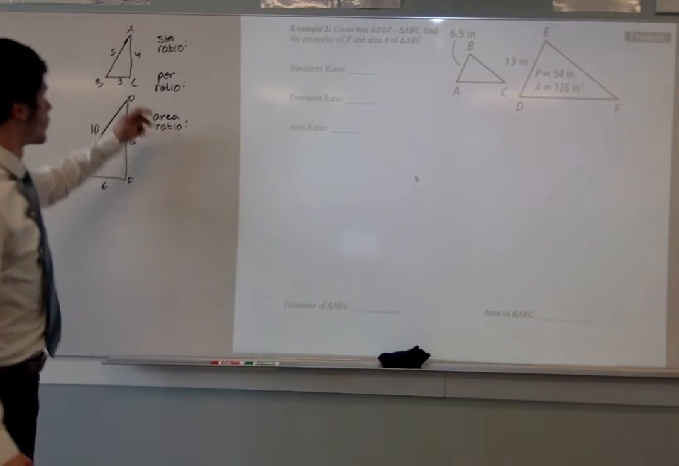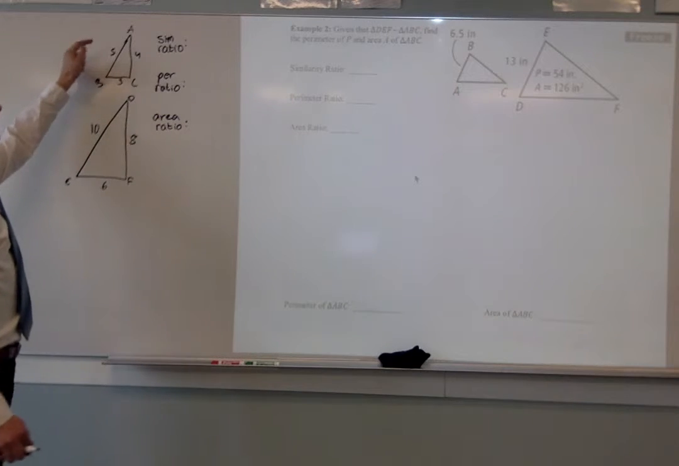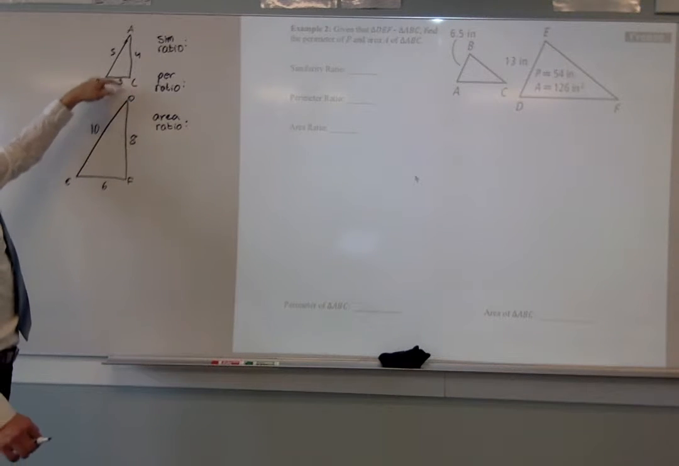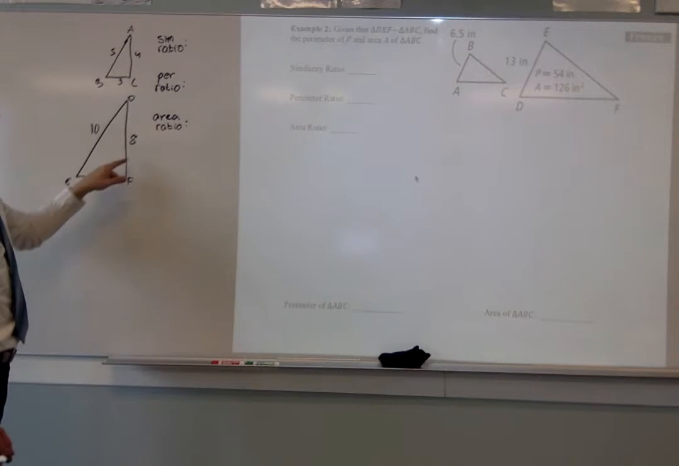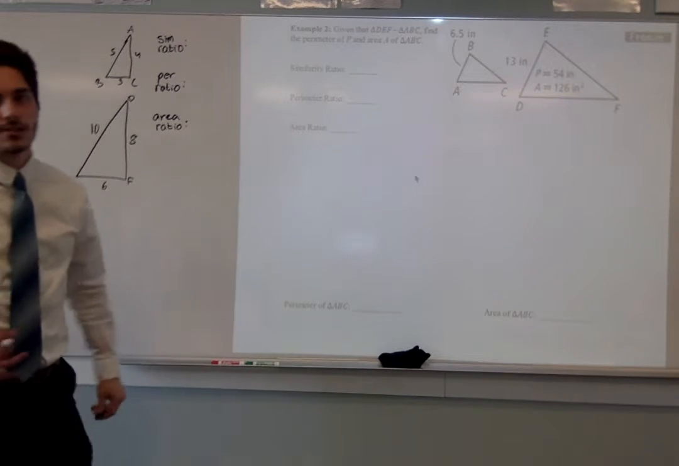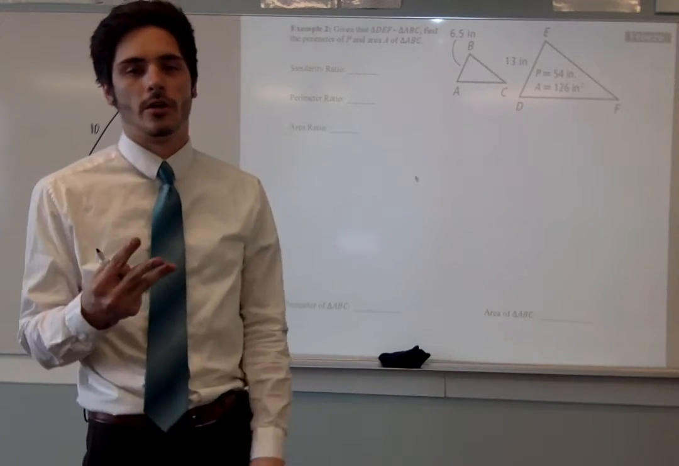First of all, I'm going to go over this part. It's right above this example. We've got a triangle ABC with lengths 3, 4, and 5. We have a triangle DEF with lengths 6, 8, and 10. And our task is to find out the similarity ratio, the perimeter ratio, and the area ratio.